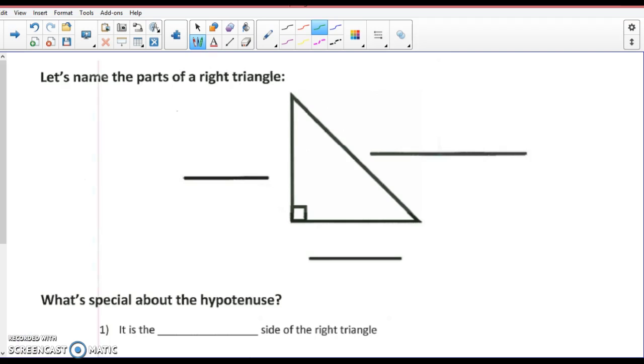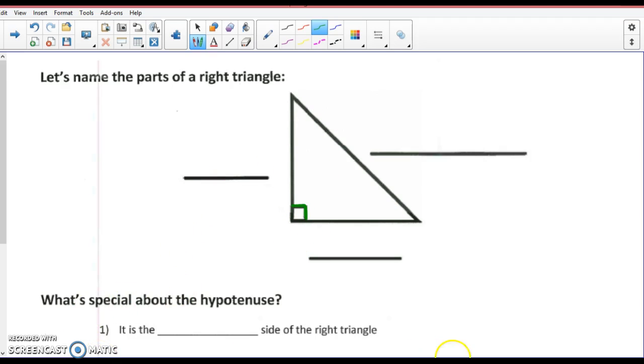Okay, we've got a right triangle here. We know that because that little box is a right angle. While we're at it, what do the 3 angles in every triangle in the world add up to? 180. That is a fact we already know. This is 90. So what do these two together have to add up to? 90. Okay. So that is going to be the biggest angle in the triangle, because these two together are 90.